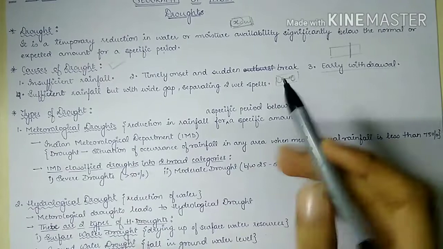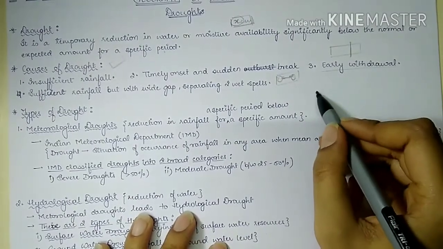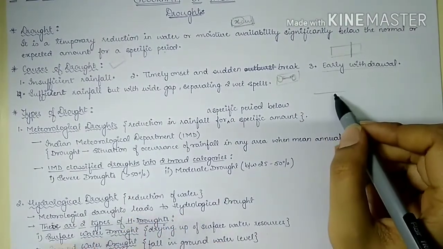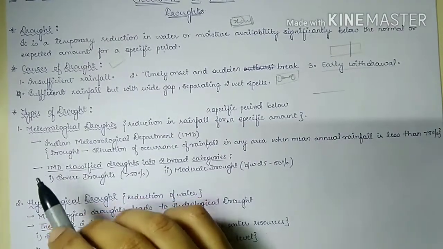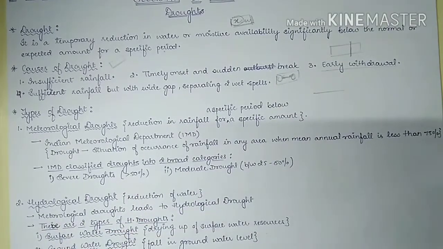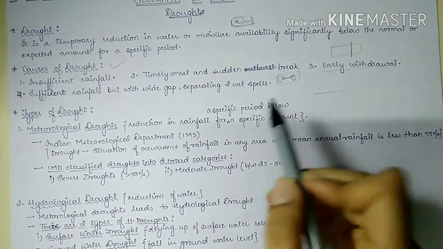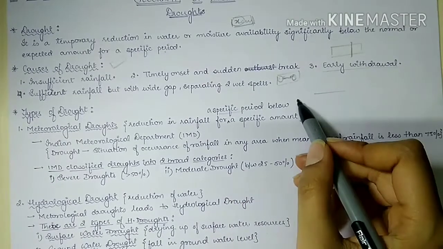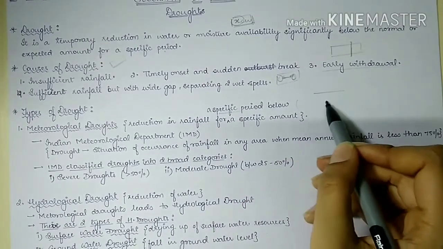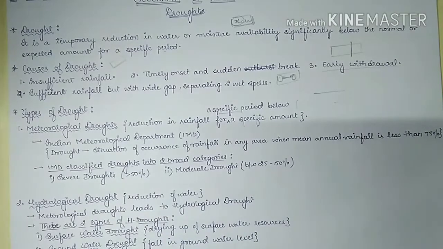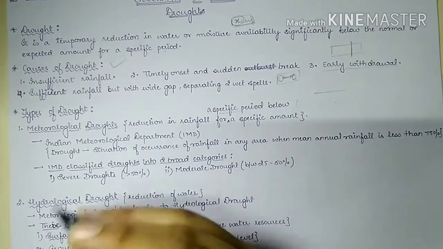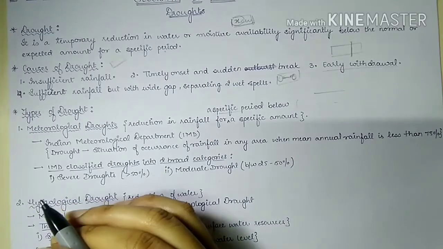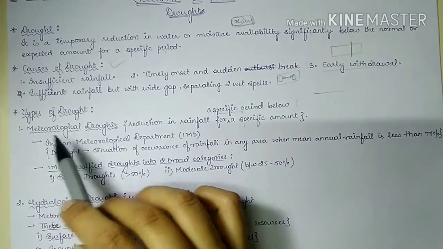So when the rainfall is below average for a specific period of time, this type of drought is considered meteorological drought. By the specific period we mean either days, weeks, or months. It may be a whole season, a whole year, or a day. When we have a reduced amount of rainfall for a specific period, it is considered meteorological drought.